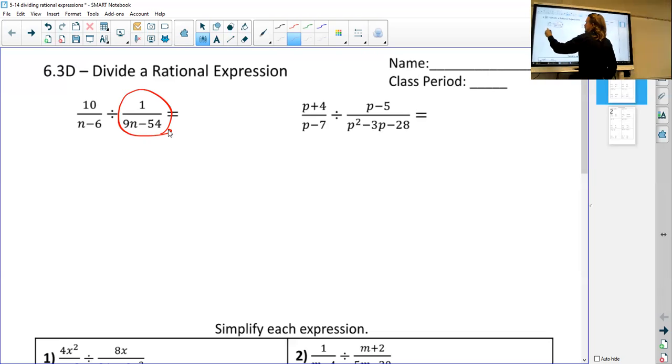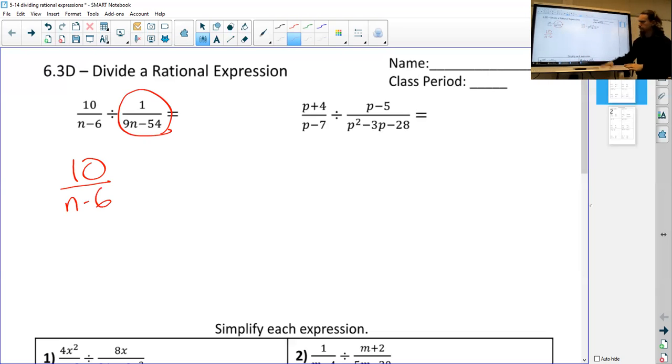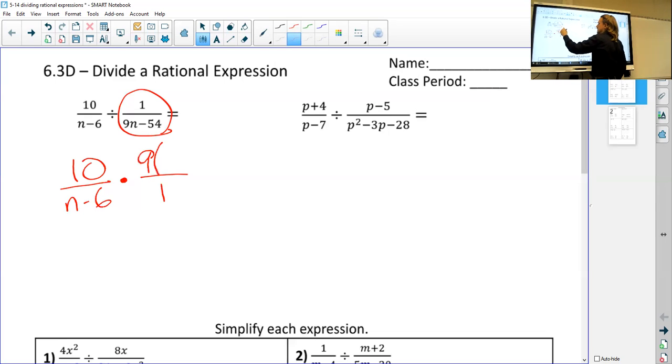So you're always going to keep your left-hand side the same. If we need to factor something out, we'll factor it as we go. I want to switch division to multiplication, and then I'm going to flip this over. So 1 was the numerator, so I'm going to put it on the bottom. I'm going to skip a step. Instead of writing 9n minus 54, let's just factor that right now. I can take a 9 out from there, and that's going to leave me with n minus 6. And so now we're right back to where we were yesterday.